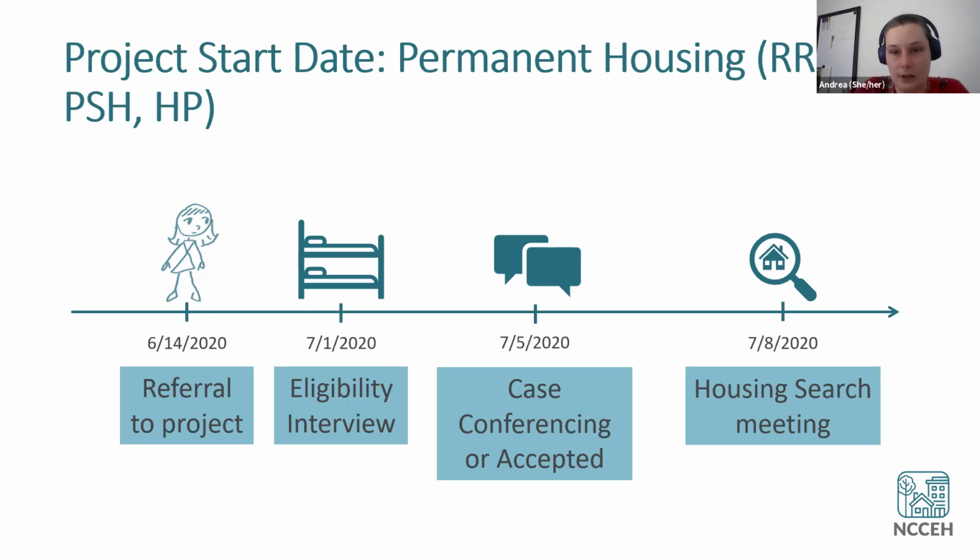So when is her correct start date? Let's do this next question here. I'm going to launch the poll. So out of these four events for Henrietta, when should the rapid rehousing, permanent supportive housing, or homeless prevention project start date be? When do their services begin?